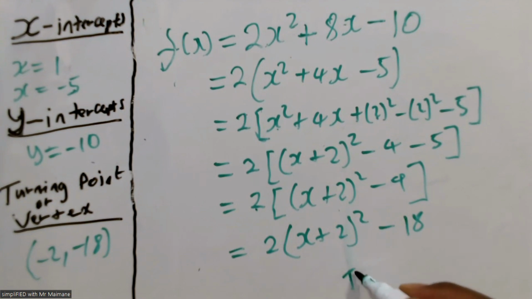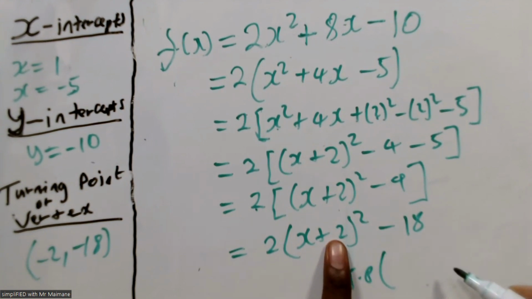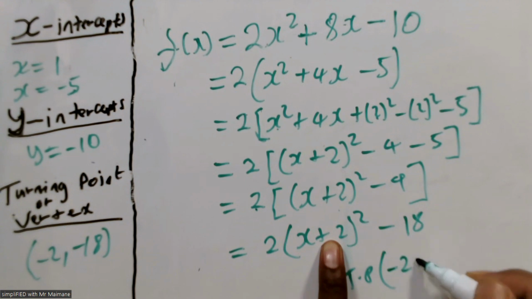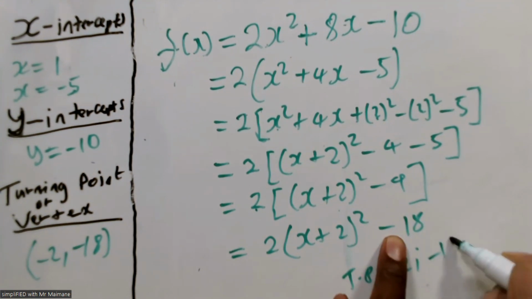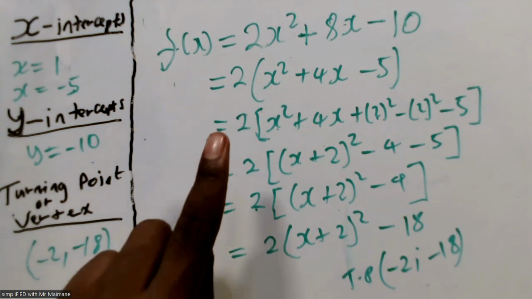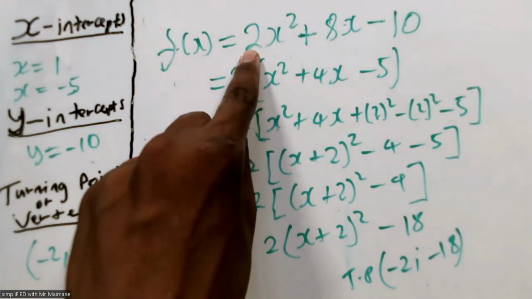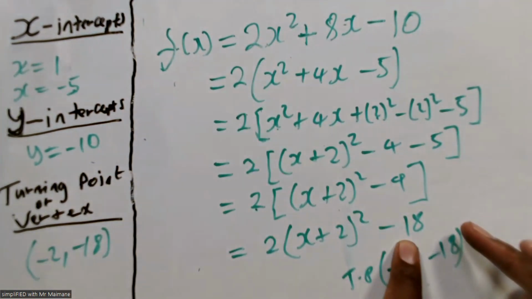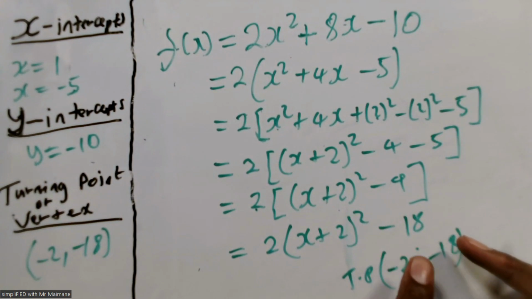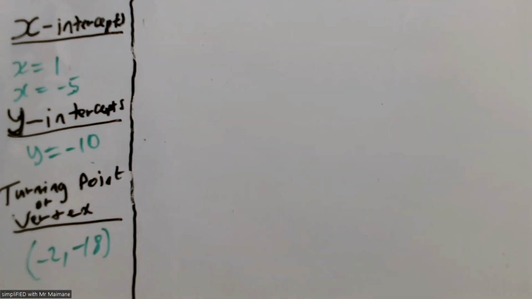Then we can see that my vertex is the same. If the 2 is positive here, when I take it out, it's going to be minus 2, minus 18. So because our A was positive, it means minus 18 will be a minimum value. Do you see where this is going? So now we can plot our graph, because we have the x-intercepts, we have the y-intercepts, as well as the turning point. So now plotting our graph, this is how it's going to look like.